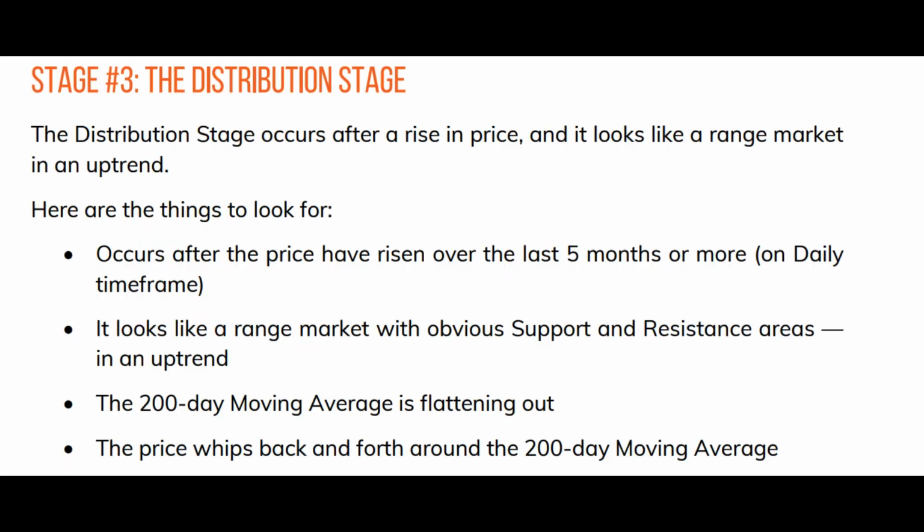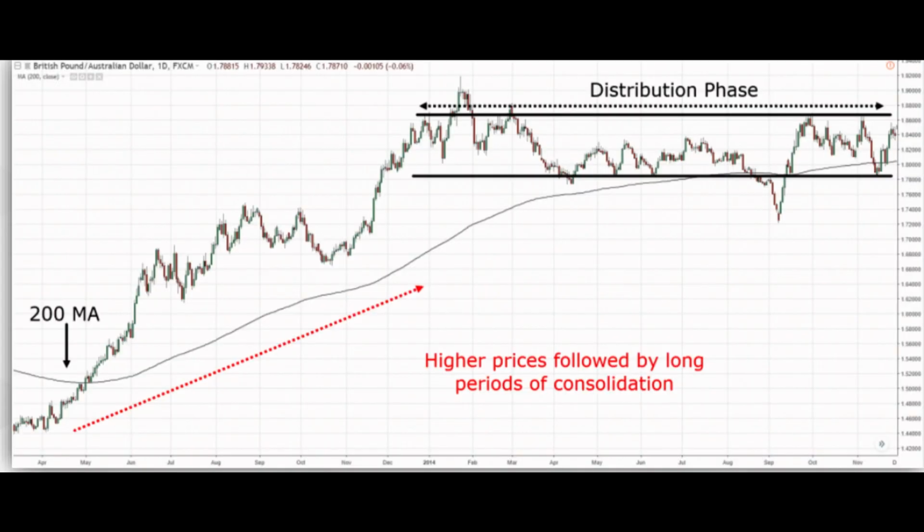The distribution stage occurs after a rise in price, and it looks like a range market in an uptrend. Here are the things to look for. Occurs after the price has risen over the last 5 months or more on the daily time frame. It looks like a range market with obvious support and resistance areas. In an uptrend, the 200-day moving average is flattening out. The price whips back and forth around the 200-day moving average.